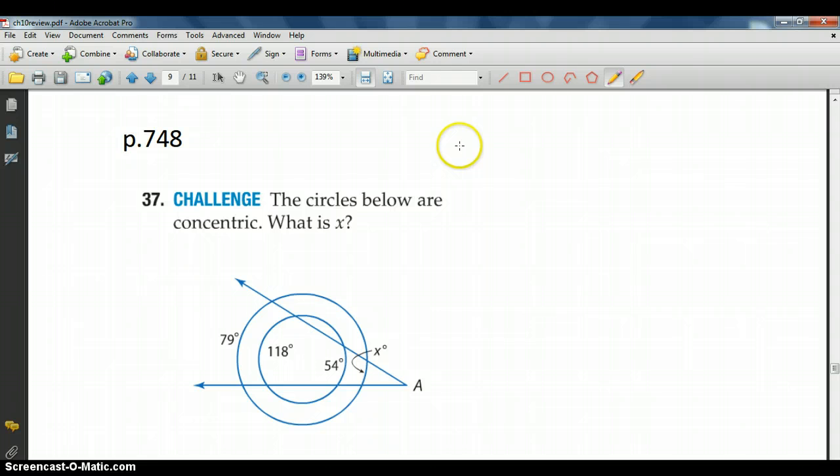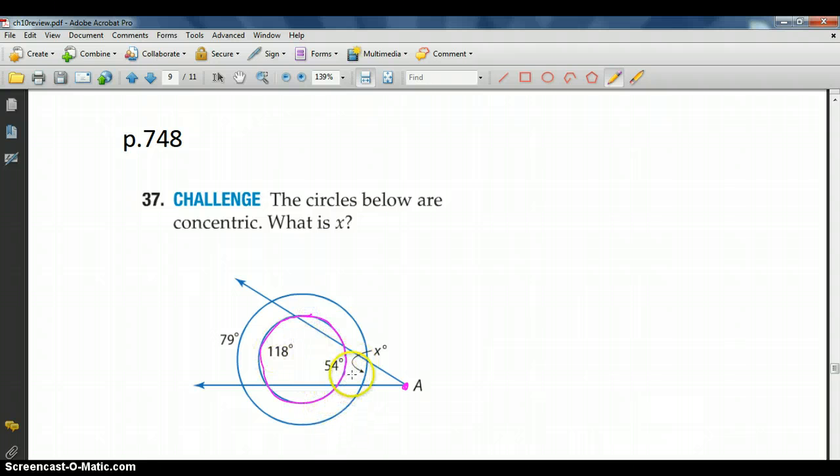Next we have number 37 from page 748. The circles below are concentric, which means they have the same center. What is X? So there are 2 steps to this. We have this angle formed on the outside of both of these circles. So, and we also have these 2 lines which are secants to both circles. So we're just going to look at this inner circle first, and then we'll come back to the larger circle.